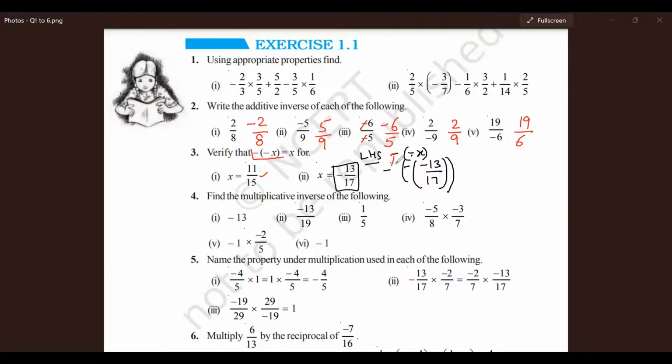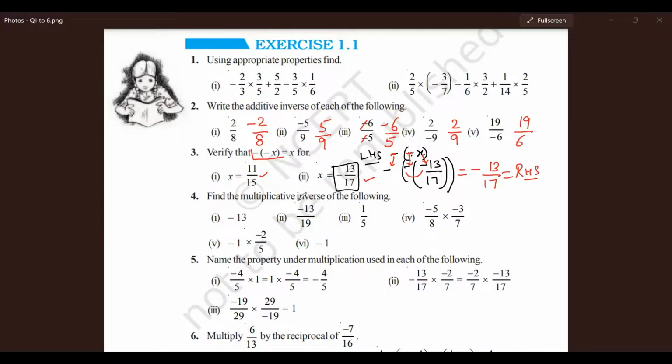This minus is this minus is this, and this minus is the value of x basically. Okay, so 3 minus signs are coming over here. Now, 2 minus minus would become plus, this minus would remain same, and this would become plus. So minus 13 upon 17, and this is our x also. So that is equals to RHS, hence verified.